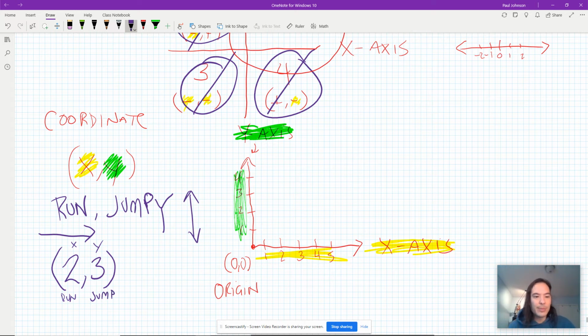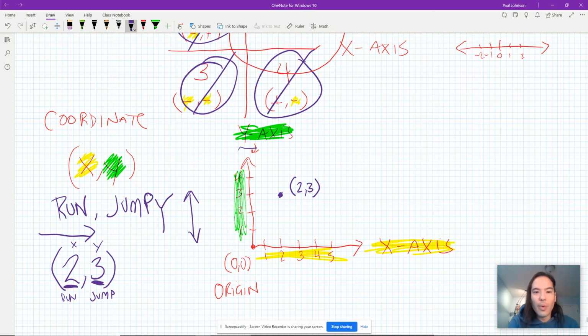So how many spaces do I need to run? 2 spaces. So I run 2 spaces. That's where I would be. And then how many spaces do I need to jump after I run 2 spaces? 1, 2, 3. So here's the point 2, 3 on the graph. I ran 2, I jumped 3, and put the point right there.